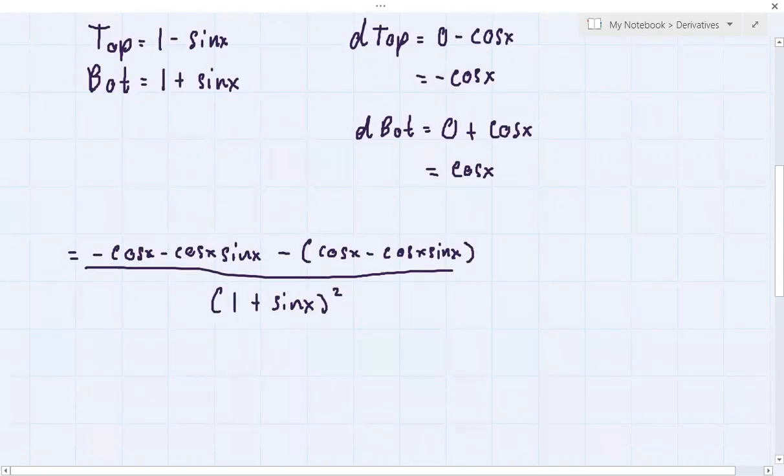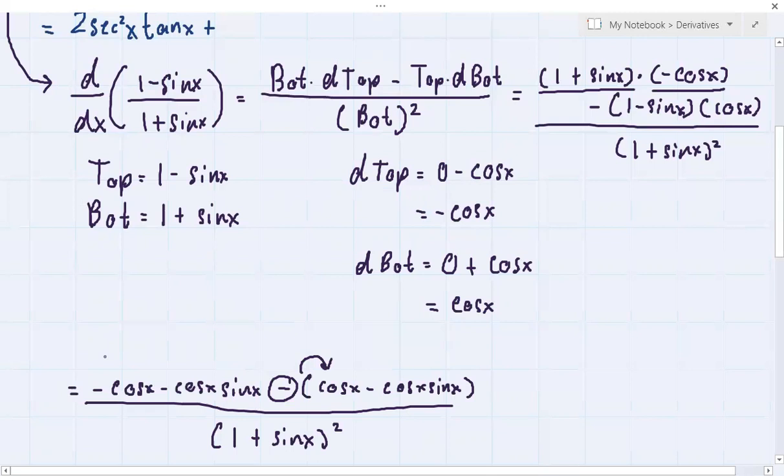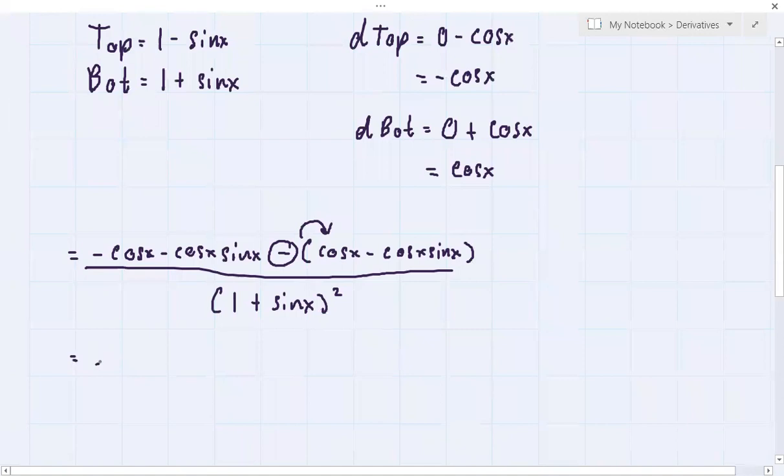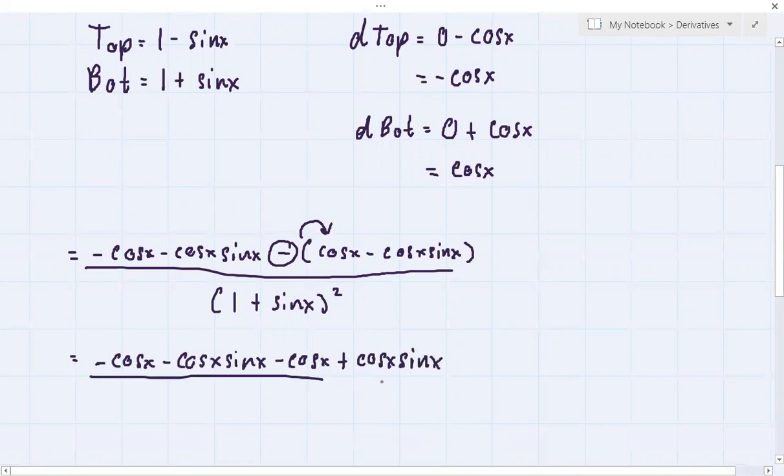Now, let's distribute the negative sign to the terms in the parentheses because it is outside. I'll copy the other terms first. So, we have negative cosine x plus cosine x times sine x. Okay? We have now distributed the negative sign in the parentheses.